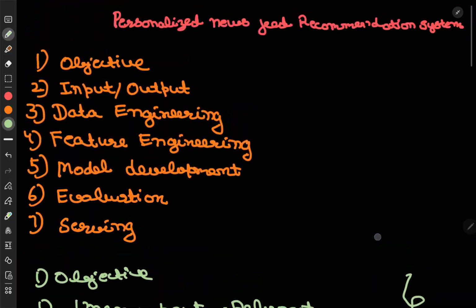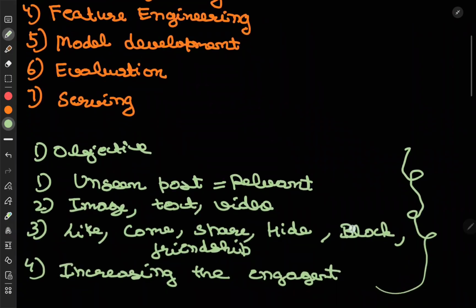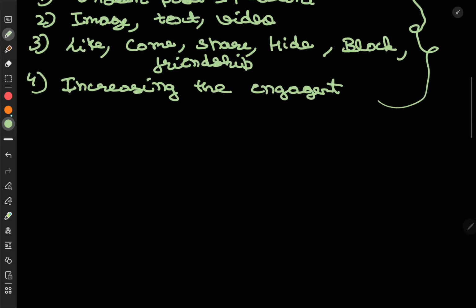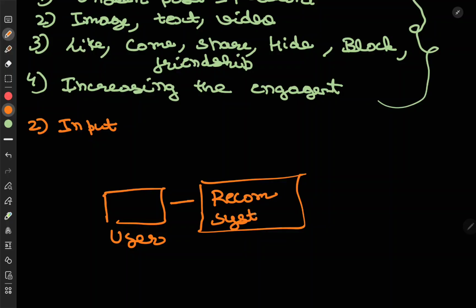Now coming to the next part, what is the input and what is the output of the system. So here input would be just the user itself, and this is our system. Let's call this the recommendation system, and the work of this is to show unseen posts to the user which are relevant.